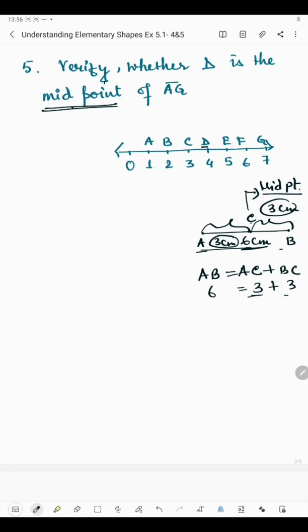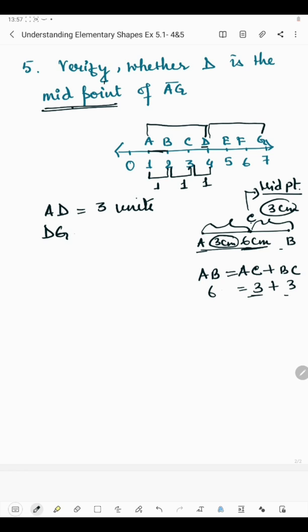Here if you count the number of units, from A to B is 1 unit, from B to C is 1 unit, from C to D is 1 unit. That means from A to D we have 3 units, 1 plus 1 plus 1, 3 units. Similarly, now from D to G we will find, D to E is 1 unit, E to F is 1 unit, and F to G is 1 unit. So here also from D to G is 3 units.